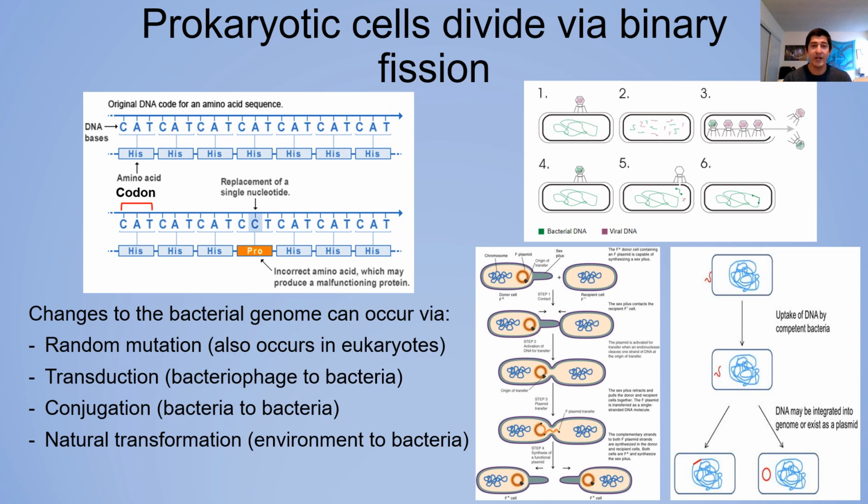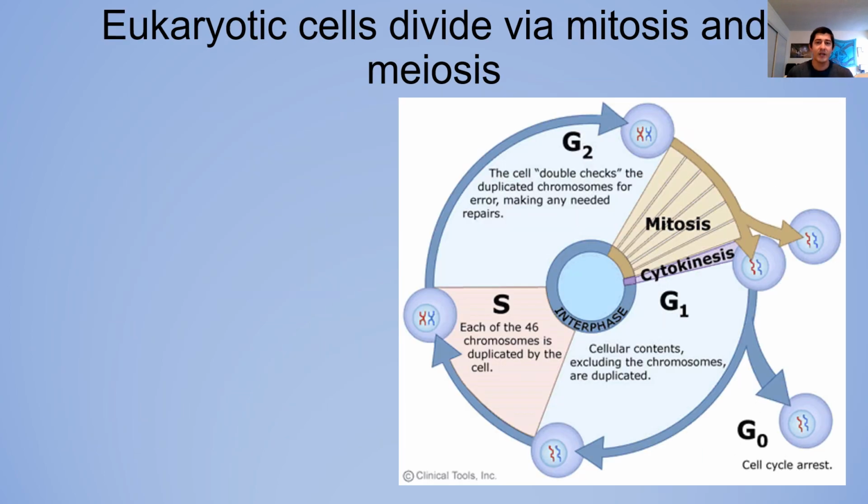But before that, we'll now talk about how eukaryotic cells go through cell division. And they do this through a process called mitosis or meiosis. Here we have a representation of your normal cell cycle for a eukaryote. Most of this is spent in what is called interphase, during which time the cell is growing. It's just kind of doing normal cell things.